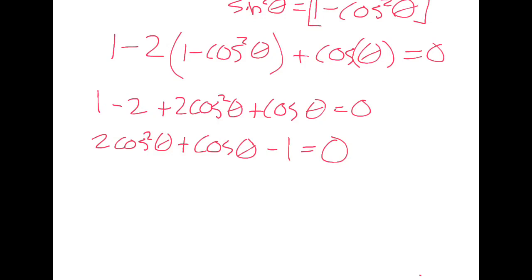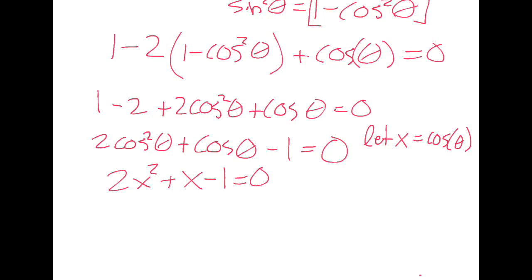Now, you have options from here as to how you want to handle this. You could rewrite it, move things around, and figure out when it works just kind of intuitively. But the best way to do this is to treat this like a quadratic. So I'm going to make a substitution. I'm going to say let x equal cosine of theta. And then we can look at this as 2x squared plus x minus 1 equals 0.